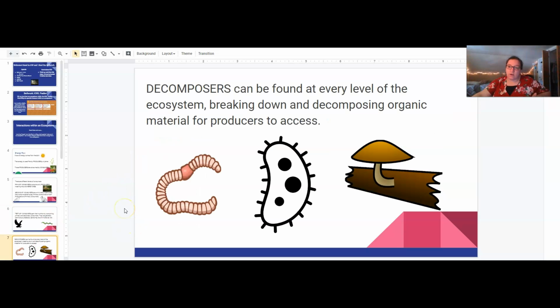Finally, the last role I want to talk about in the ecosystem are decomposers, and they can be found at any level of the ecosystem because they break down and decompose organic material for producers or plants to access and use. These could be worms or other insects, bacteria, and fungi.